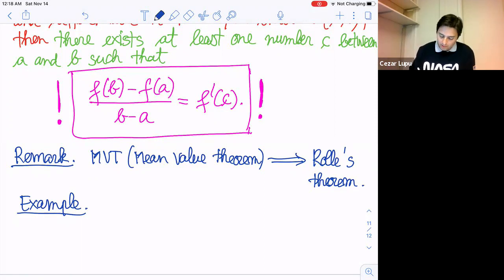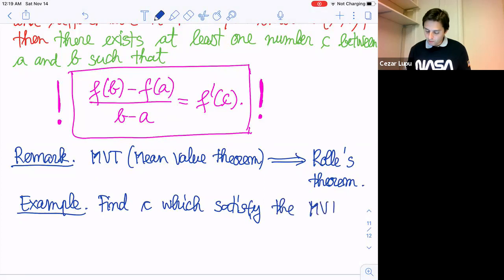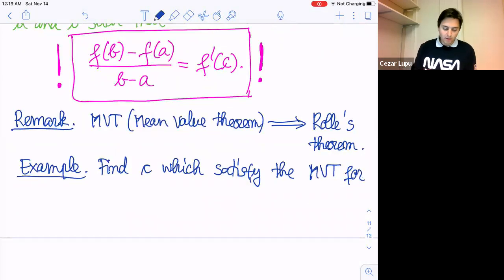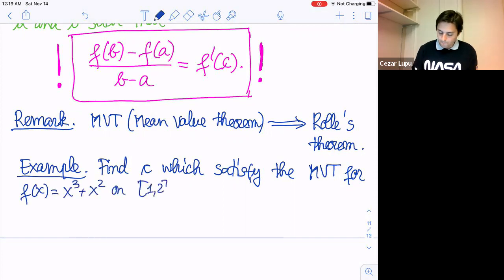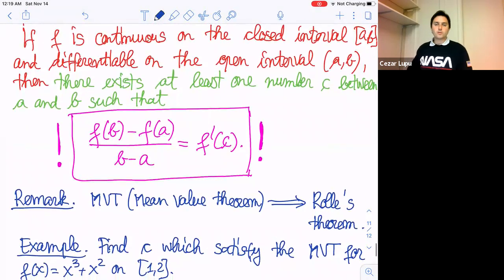So the example is the following. Find all c which satisfy the mean value theorem, the MVT, for the following function: f of x equals x cubed plus x squared on the interval [1, 2]. Okay. I want you to look at the theorem again. And now let's see.